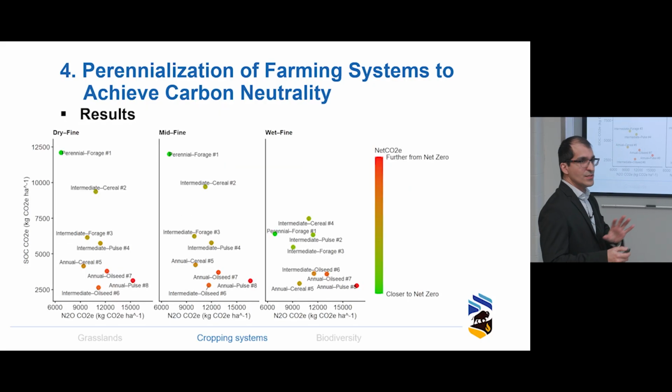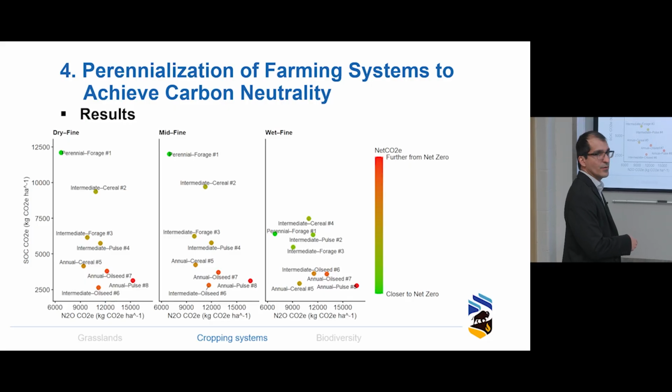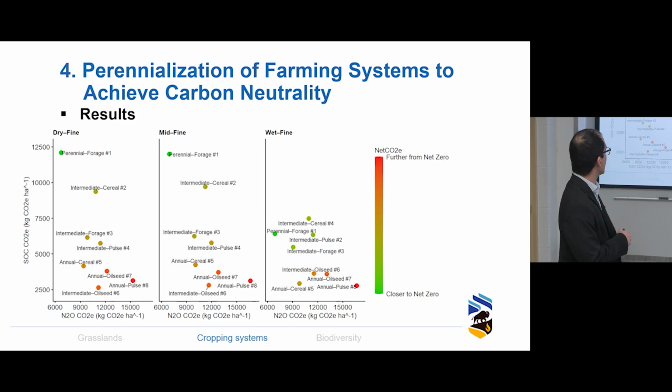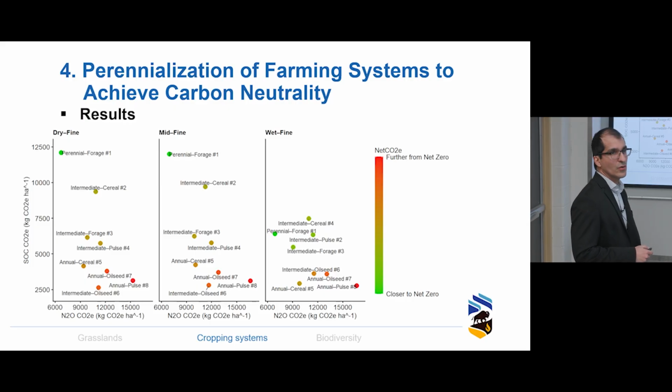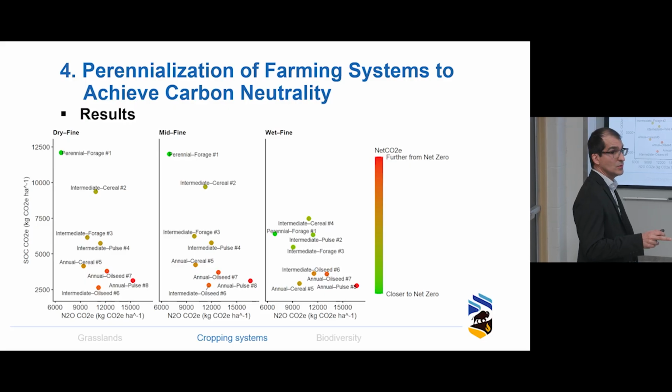So when you put this on a graph, on the x-axis what you have is your emissions, right? So the lower the better. You want to be closer to the origin here because you want to reduce your emissions. When it comes to soil carbon, the higher the better because you want more carbon in your soil. So ideally, as you can see here, the perennial system is doing better because it has a low emission and a high soil carbon. Okay? And then the color here indicates how close you are to net zero on this scale. So that would be green, close to net zero, or red, not doing so great.